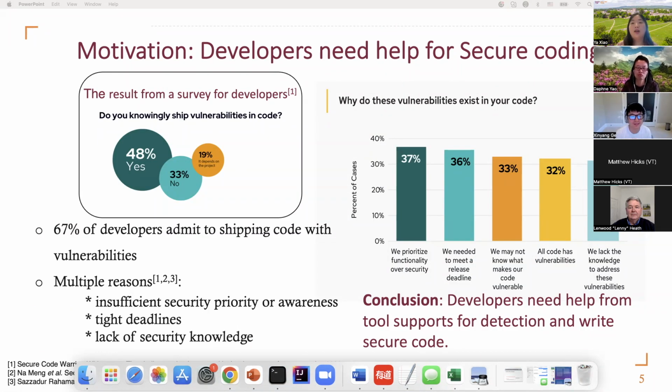Developers do need help for secure coding. Based on a survey, 2/3 of developers admit to shipping code with vulnerabilities. Many academic solutions also verify these bad practices and point out multiple reasons, including insufficient security priority or awareness, tight project deadlines, or lack of security knowledge. To aid this situation, developers need help from tool support for detection and/or secure code suggestion to help them write code.